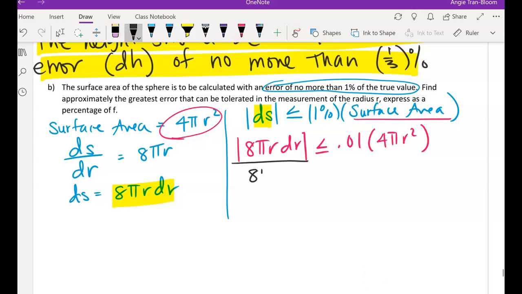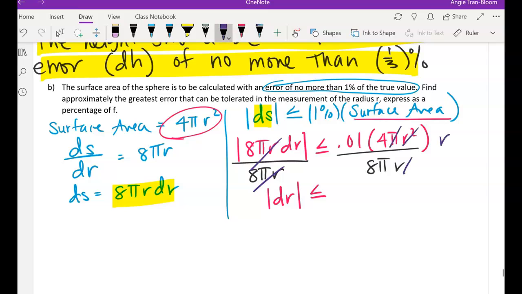Divide both sides by 8 pi r. With that, we can cancel out that and that. We currently have dr left by itself. Let's cancel some things on this side. Let's see. I have 1 r left on the top. A pi and the pi will be gone. A 4 and the 8 will give me 2. So that will leave me 0.01 over 2 of the radius.